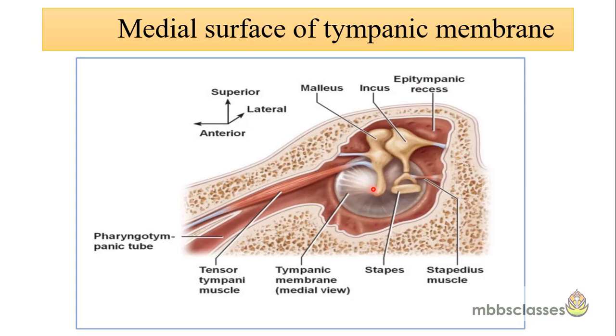So the convexity of the medial surface of the tympanic membrane is maintained by the handle of the malleus. This is malleus, this is incus, and this is stapes. These are the three ossicles of the middle ear cavity. So to the medial surface of the tympanic membrane, this handle of the malleus is attached, and this site of maximum convexity is known as the umbo. Umbo is basically a Latin word which means the knob on the warrior's shield. So the medial surface is related to the ossicles.